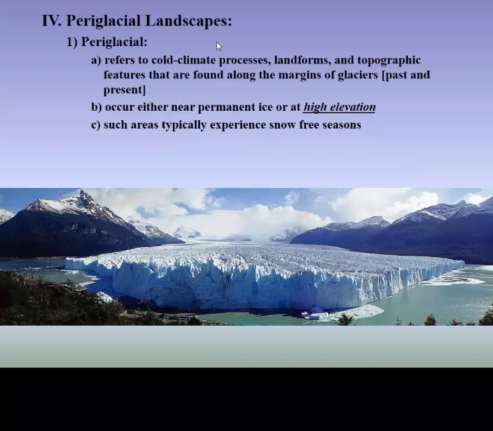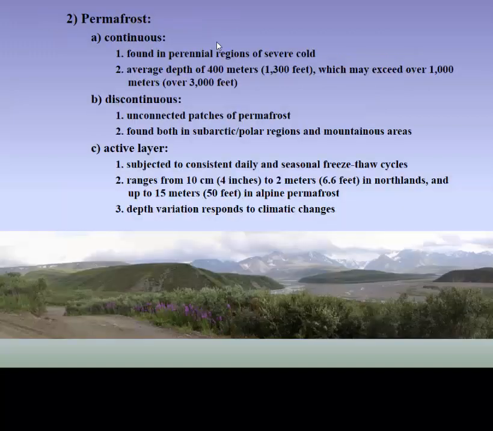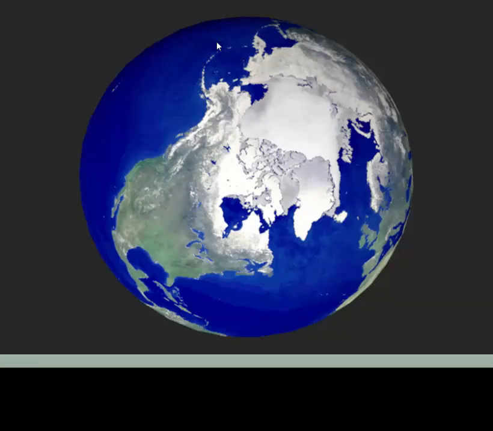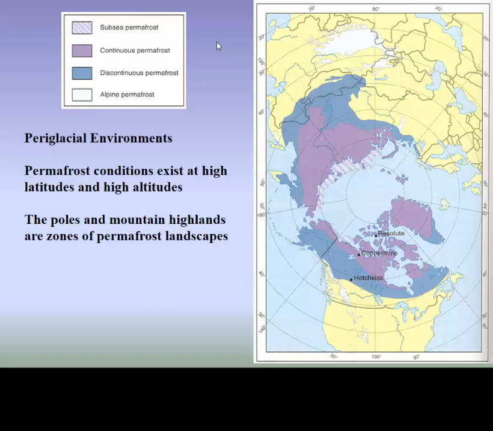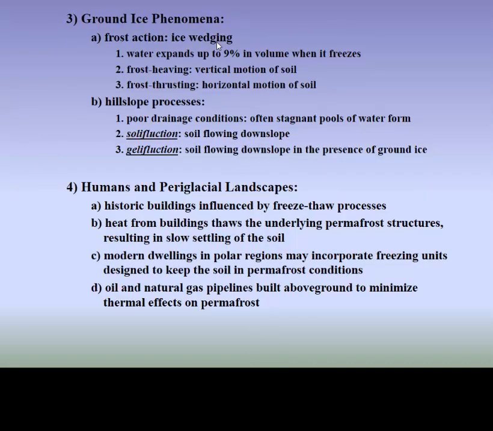So periglacial: cold climate processes, landforms, and topographic features along the margins. Okay. So you can see the melting of the ice caps or whatnot here, and humans and periglacial processes.